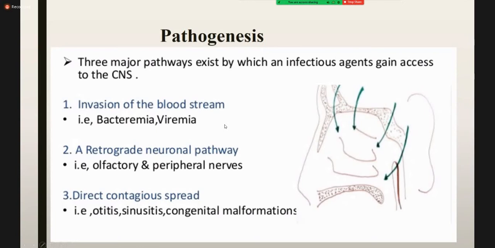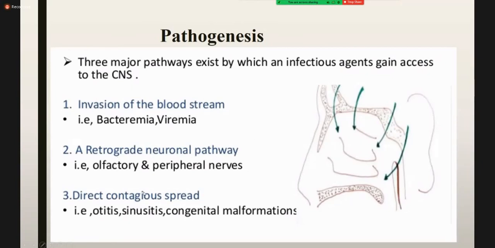Apart from this invasion of the bloodstream by bacteria or viruses, there is another form of involvement of the brain, which is known as the retrograde neuronal pathway. Firstly, the olfactory nerve and peripheral nerves are initially involved by those pathogens, and then retrogradely the spinal cord and central nervous system become involved.